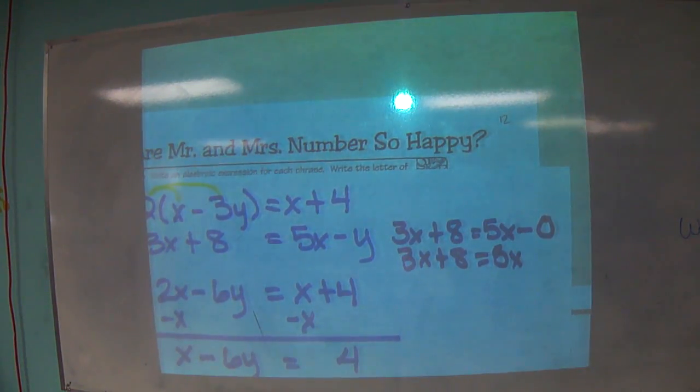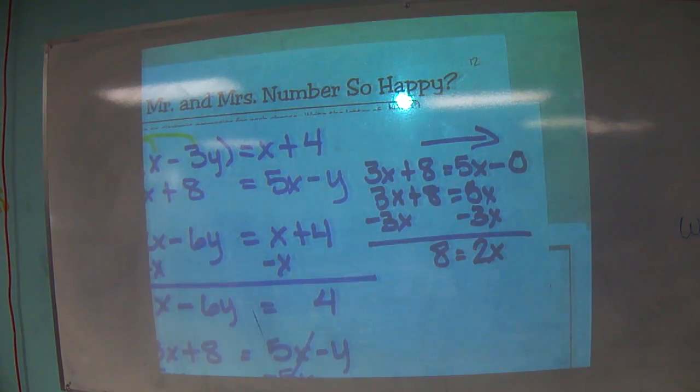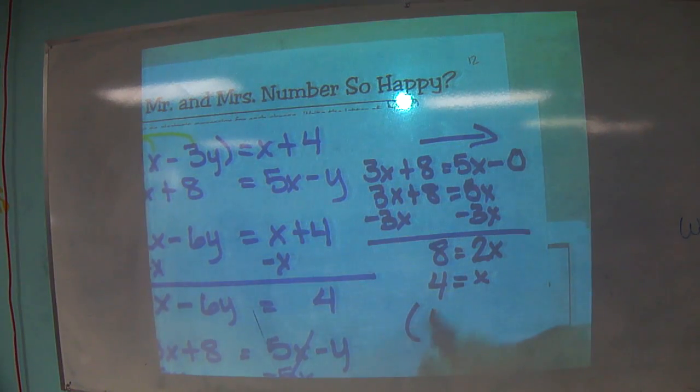Now what? You can move the x's over to this side. Subtract 3x from both sides. Because remember, we don't care about what it looks like anymore. We're just trying to solve for x. So what's x? 4. X equals 4. So our coordinate is 4, 0.